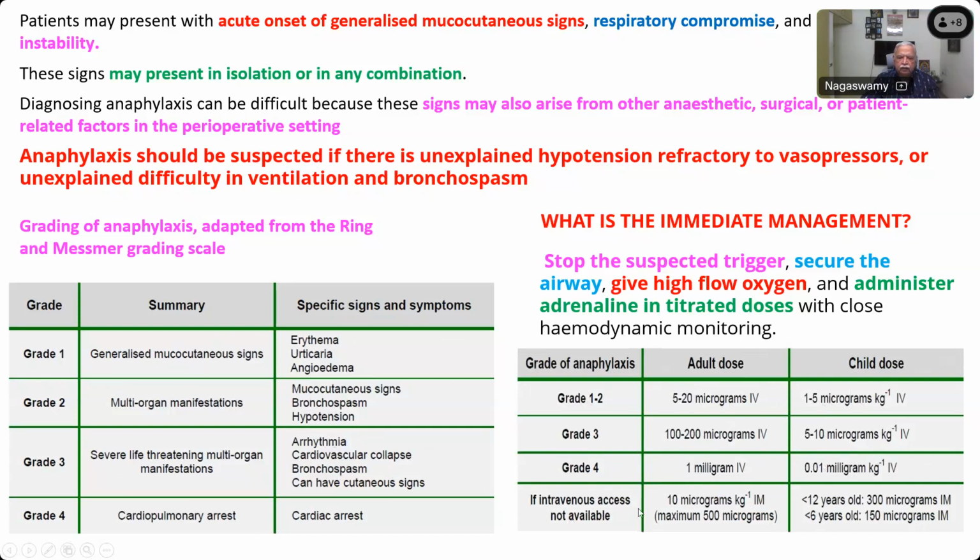And if intravenous access is not available, then only you go for intramuscular, where you can give a maximum of half a cc or 500 micrograms. And children less than 12 years, you give 300. Less than 6 years, you give 150 micrograms.